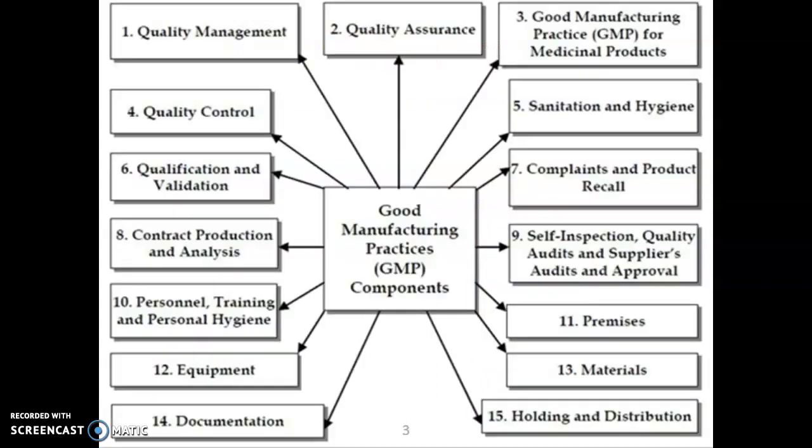Let's have a look at the various GMP components. It is divided basically into 4 units. First one, organization, personnel and premises. Second one, equipment and raw materials. Third one, documentation and records. Fourth one, good practices in production department, quality control, quality audits, inspection, complaints.